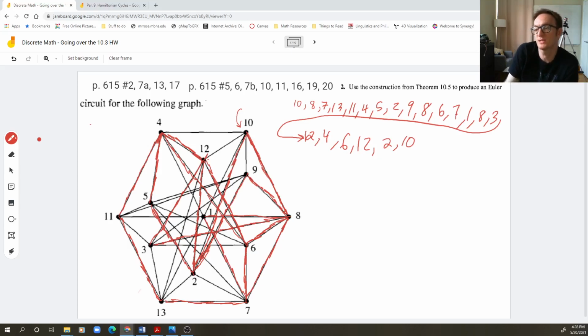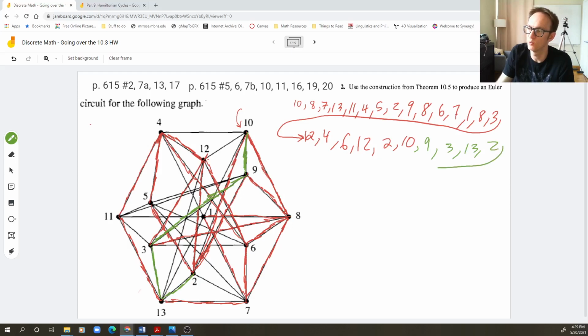But in fact, I'm not really stuck at 10, right? I can sort of keep going. So I read about that later. But anyway, I will switch to a new color here because I did hit 10 the first time. So anyway, now what? We'll now go to 9 and then go to 3 and then go to 13, 2.